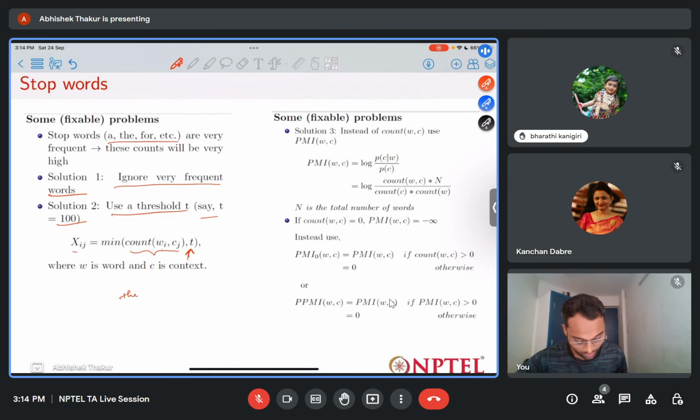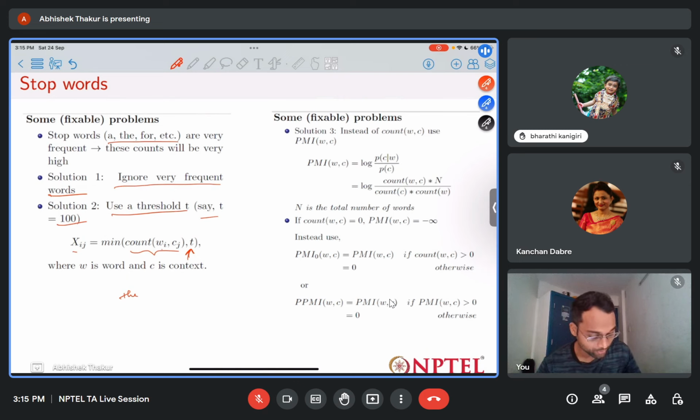And here w is our word and c is the context. Now coming to the next part, what is the next solution for these stop words? Instead of count, we can use the mutual information between them. We can find it using this formula, PMI(w, c), the mutual information between the word and the context, based on the log of the probability of C given that W has occurred, that is, the probability that the context will be with that word, divided by the probability of C.